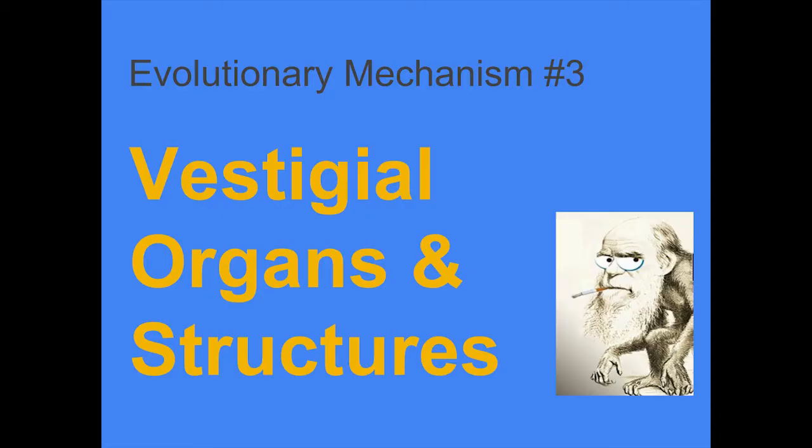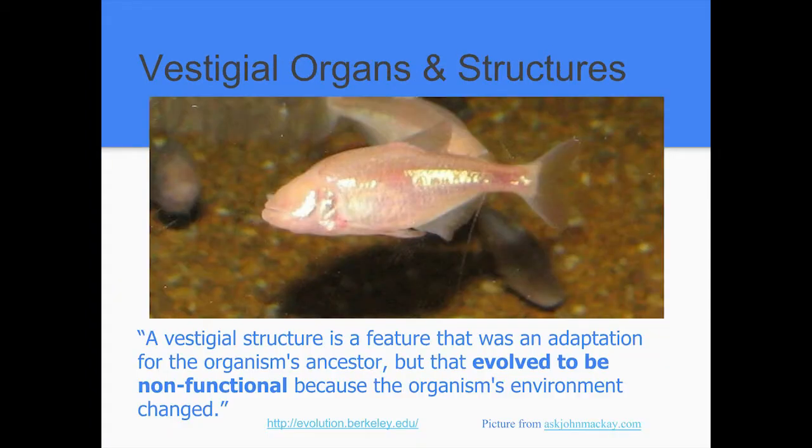Today we're looking at evolutionary mechanism number 3, vestigial organs and structures. So what are vestigial organs and structures? Well, according to the kids at evolution.berkeley.edu, a vestigial structure is a feature that was an adaptation for the organism's ancestor, but that evolved to be non-functional because the organism's environment changed.